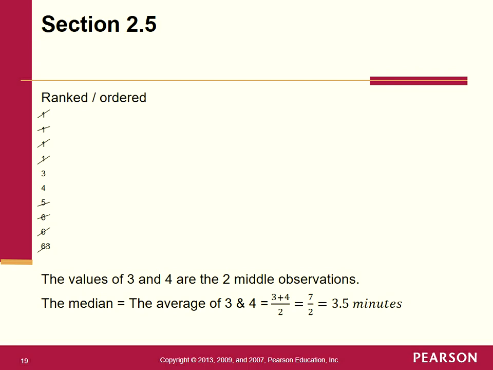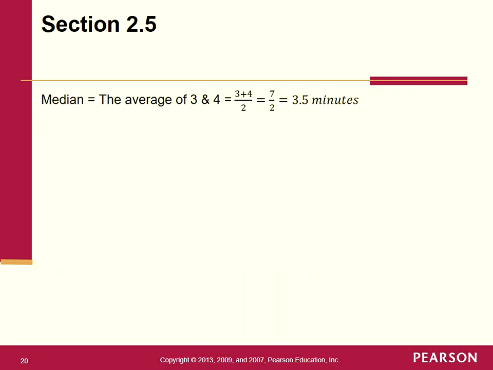So literally the median sits between the 3 and the 4, and notice you would have 5 observations before the median, 1 through 3, and then you would have 4 through 63, 5 observations there. So it's separated the data set into two equal parts based upon the number of observations. So the median turned out to be 3.5.